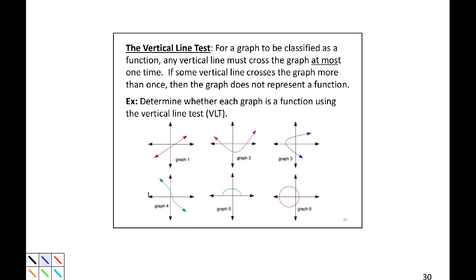This is the way we often apply this. If we can draw a vertical line that crosses our graph of our relation more than once, then it's not a function. And again, think vertical lines. We're talking lines like so.